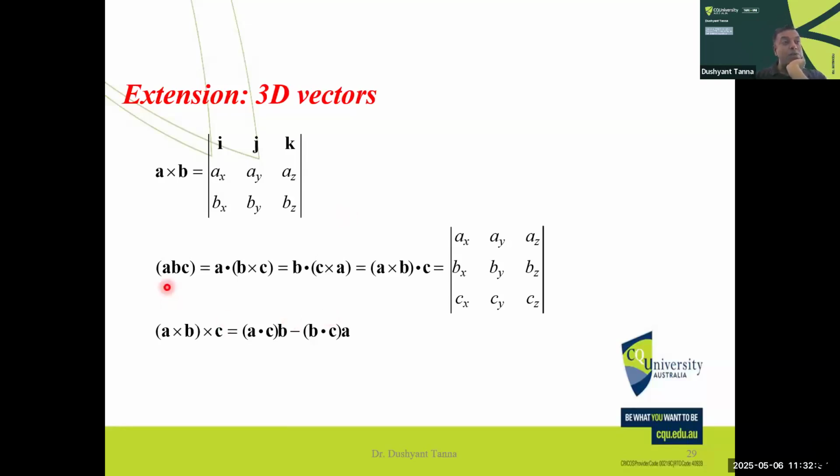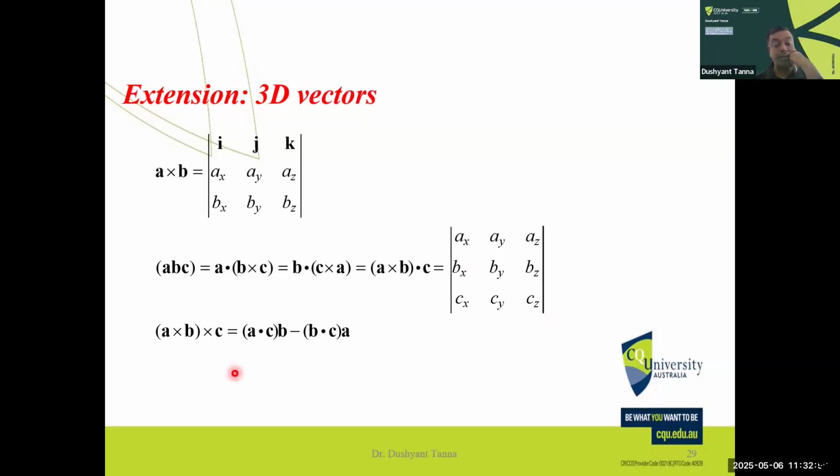Now, this is called the box product ABC: A dot B cross C, B dot C cross A, and A cross B dot C, right? Where you have all the vectors AX, AY, AZ, BX, BY, BZ, and CX, CY, CZ in a determinant. Again, how do you expand it? The same way we learned, expanding 2 columns.